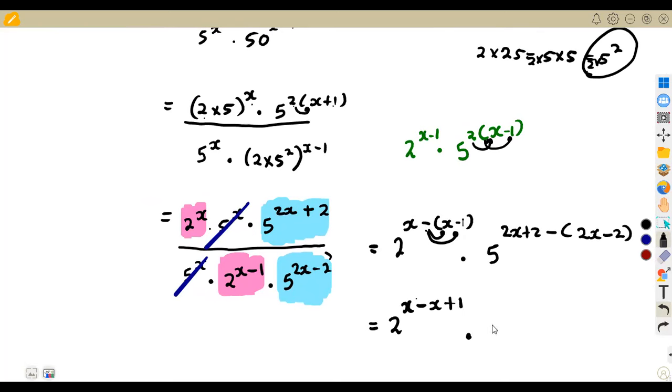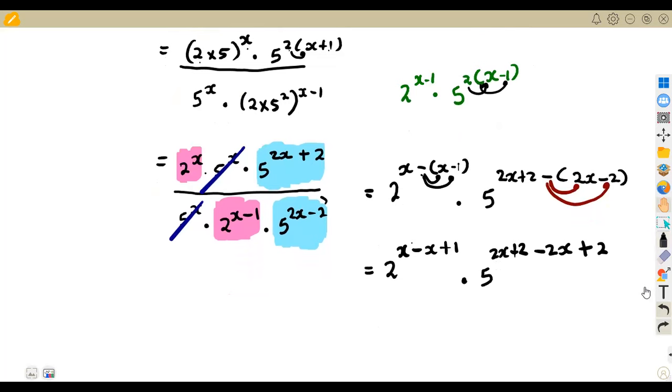Times 5 to the exponent of, we've already got 2x plus 2. Then the minus is going to multiply 2x. Also, it is going to multiply the negative 2. So that's negative times 2x, which is going to be negative 2x, and negative times a negative 2, which is going to be a positive 2. So we are considering negative 2 and negative. That will be a positive.